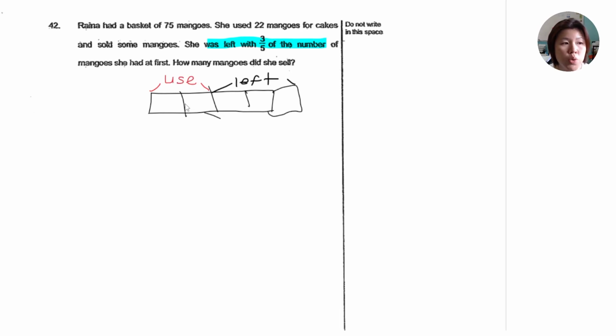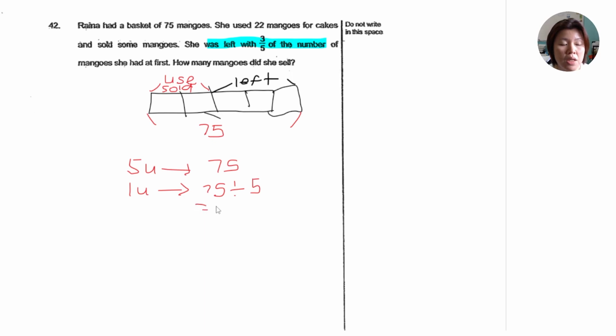And then used is 22 mangoes and sold some. So together I put used and sold. And all together is 75. So we can say that 5 units is 75. 1 unit is 75 divided by 5.